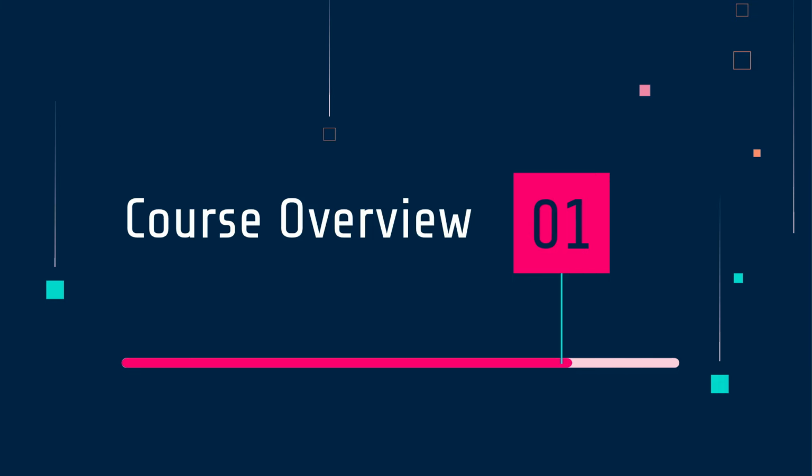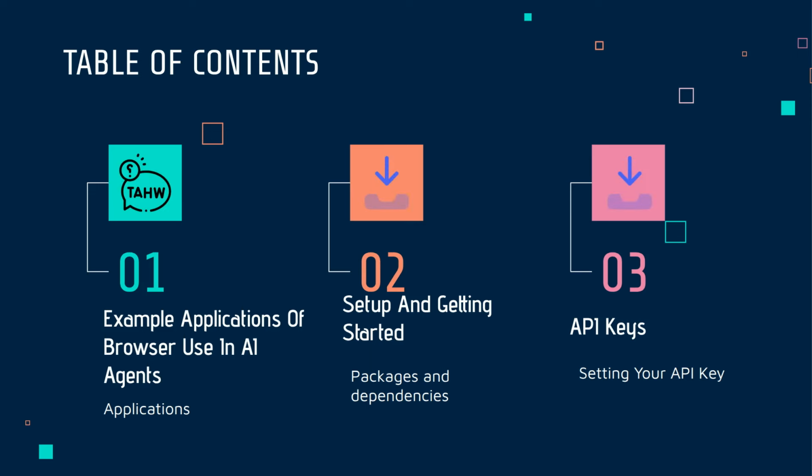So let's cover the course overview and look at what you're going to be covering in this whole course. We're going to be looking at a couple of things. You're going to look at example applications of a browser use AI agent. You're going to be doing the simple setup, installing all the dependencies, creating a virtual environment, and all that. We're going to see which API keys you need and how to configure your API keys.